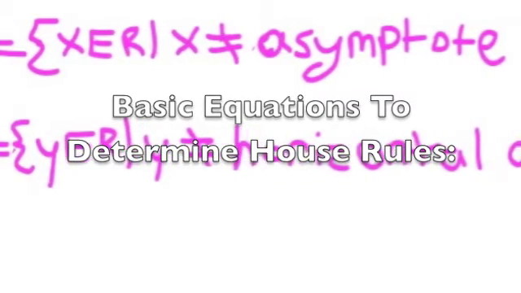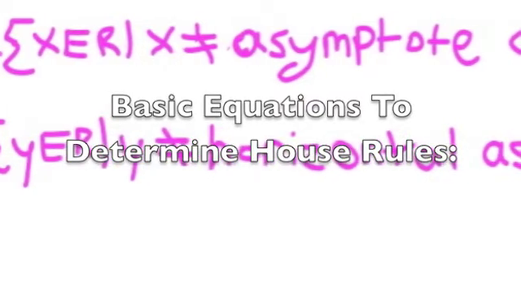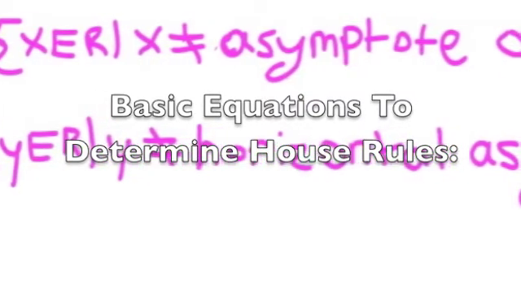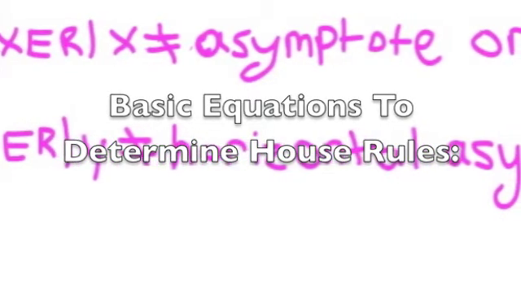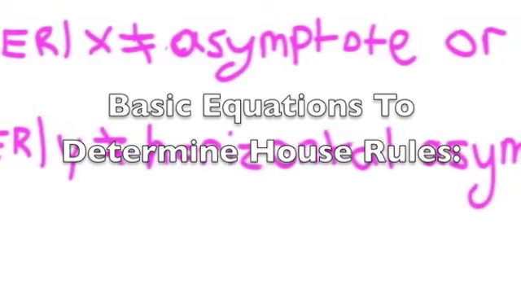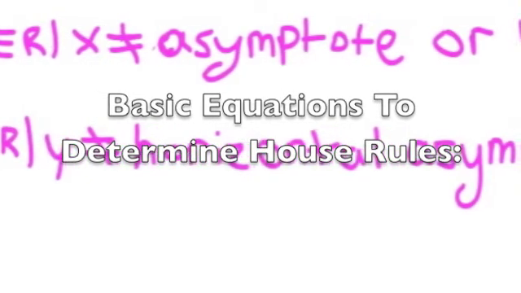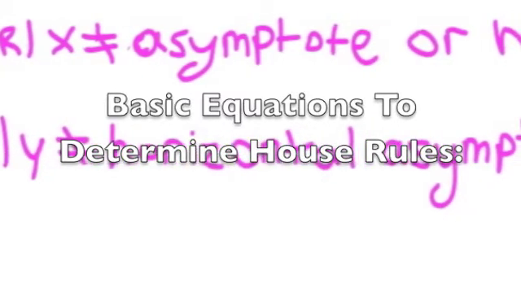Rachel's rules are such that x is an element of real numbers such that x cannot equal negative 3. Her range is y is an element of real numbers such that y cannot equal 0. In Ryan's house, his rules are x is an element of the real numbers such that x cannot equal negative 2 and x cannot equal 2. His range is y is an element of real numbers such that y cannot equal 0.